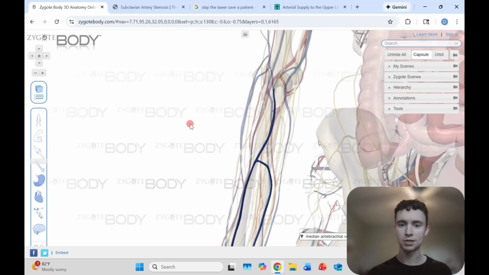And those are all the vessels, arteries, and veins of the entire upper extremity that are clinically relevant that I wanted to share with you all today.